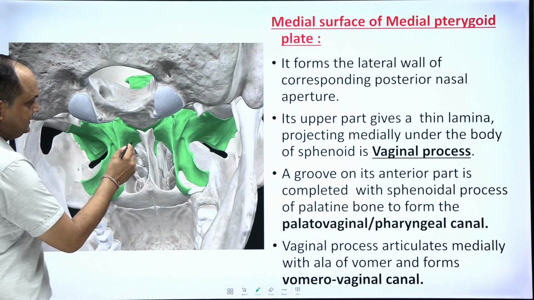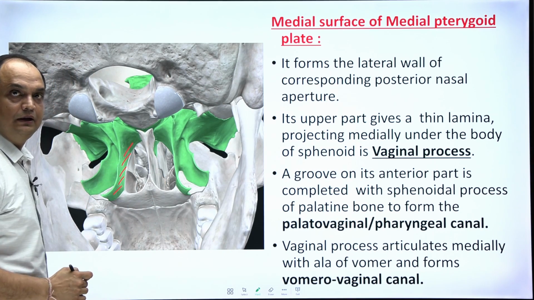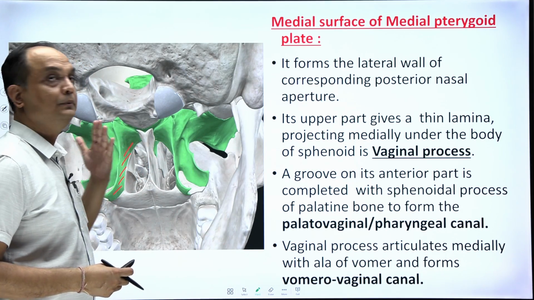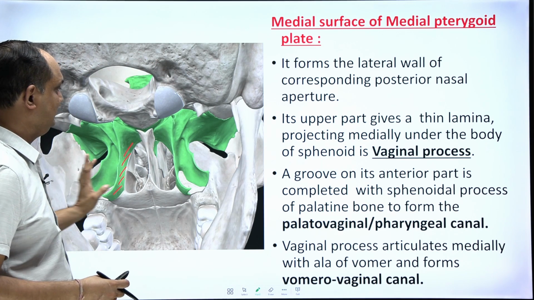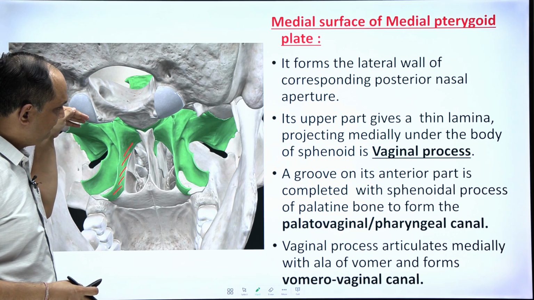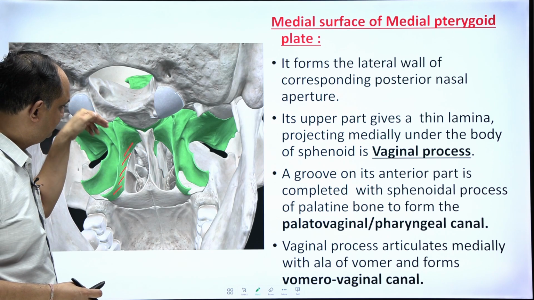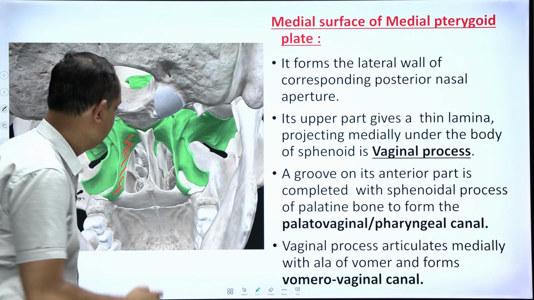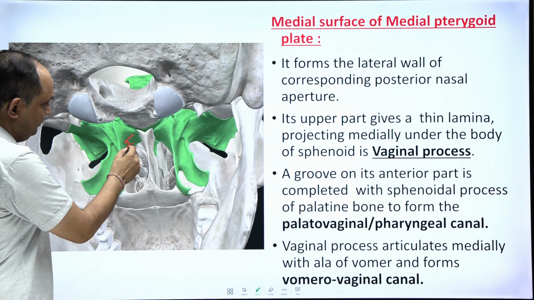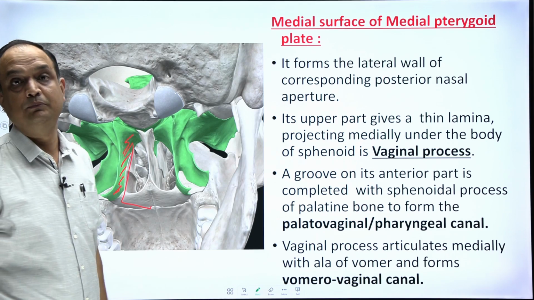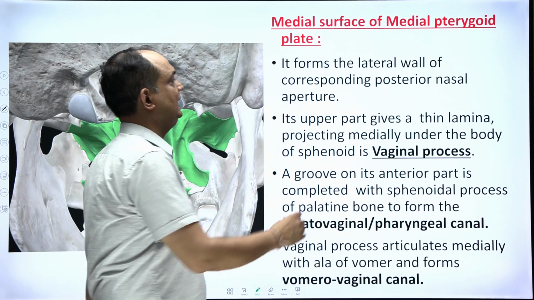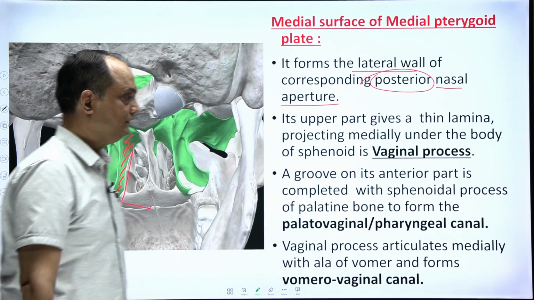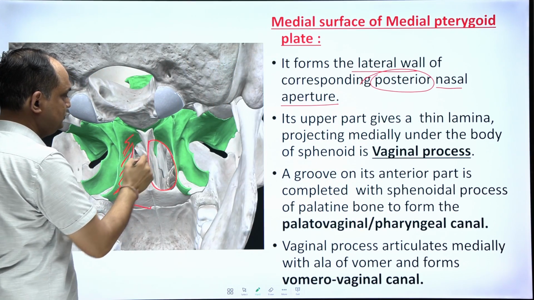Now this is the medial surface of the medial pterygoid plate. Dear students, when you see the nasal cavity from the posterior side, when you are seeing the norma basalis, the first bone which will come here is the medial surface of medial pterygoid plate. Anterior to this, you will find the perpendicular plate of your palatine bone. Clear? So this is the important thing, that it is going to form the lateral wall of posterior nasal aperture. So this is the nasal aperture, that means the posterior openings.